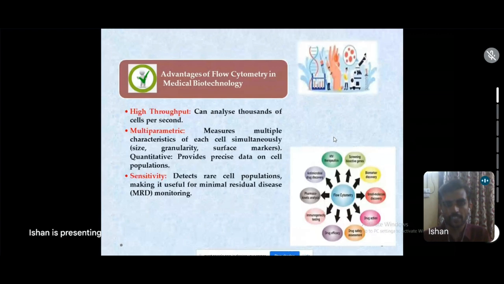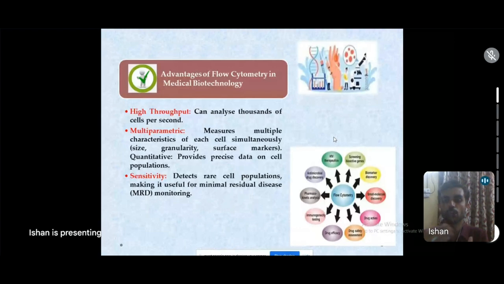Then on the right side, you can see there is a diagram which is showing different advantages, or the different aspects, of flow cytometry. It can be used in HIV therapeutics, it can be used in screening. Not only in medical biotechnology, it can also be used for biotechnological research as well. It can be used based on the cellular analysis. Based on these analyses, we can screen bioactive agents, bioactive genes, as I said, which cells or which genes are activated, which genes are upregulated, which genes are downregulated.